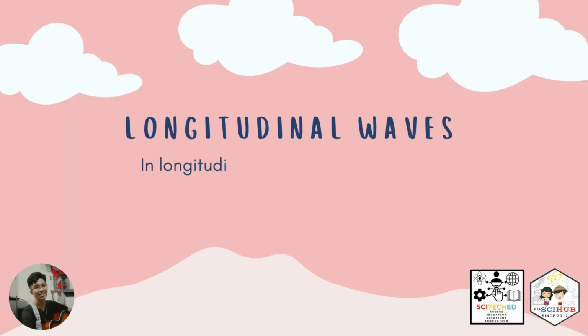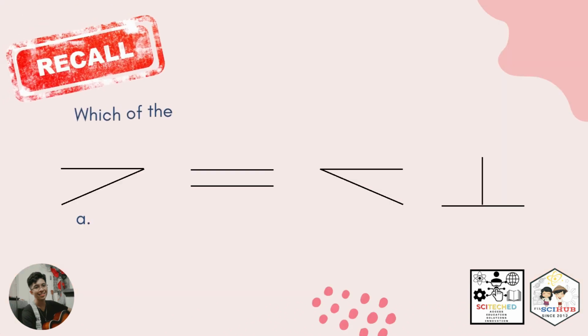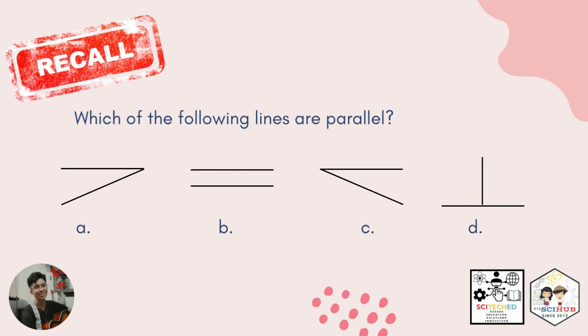In longitudinal waves, the movement of particles is parallel to the motion of energy. Can you still remember what parallel means? Let me show you this question similar to what I showed you earlier. Which of the following lines are parallel? If your answer is B, then great job, correct. When we say that two lines are parallel, the two lines are not touching each other at any point, even if we extend the lines infinitely, never ending. So in letter B, the line above is drawn perfectly horizontal, and the line below is also drawn perfectly horizontal.